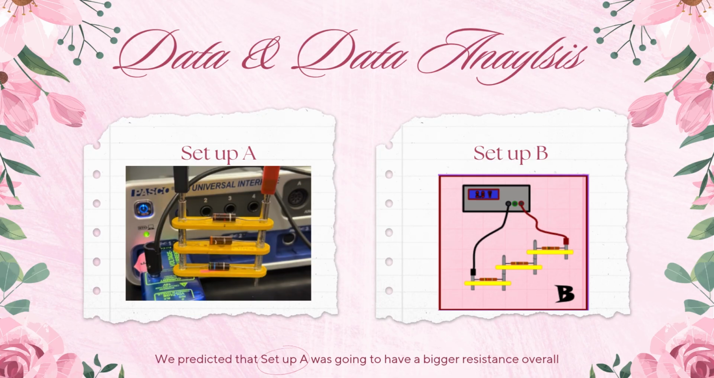Next, we made a prediction, and we thought that setup A, the parallel form, would have a higher resistance overall. Our reasoning for that was that since more resistors were being added and acting more as a unit in a way, the total resistance should increase.